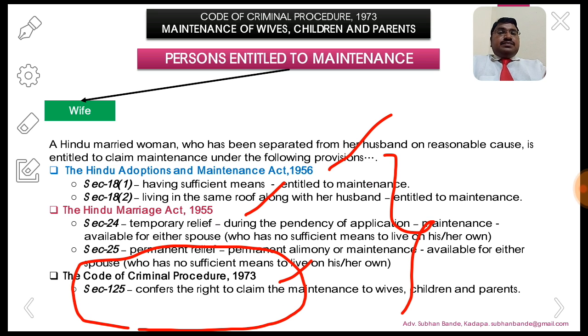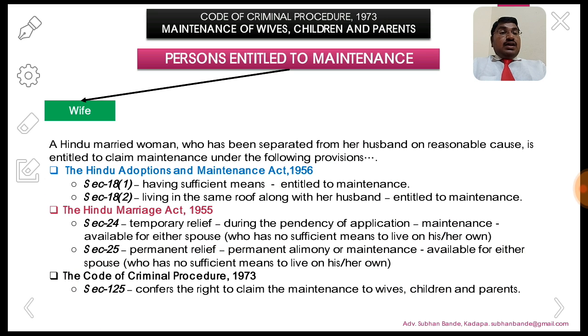Irrespective of the religion, Section 125 of CrPC 1973 confers the right to claim the maintenance to all wives, all children and all parents, the wives of any religion, the children of any religion, the parents of any religion. It is not a curative measure, it is a preventive measure specified under Criminal Procedure Code 1973.